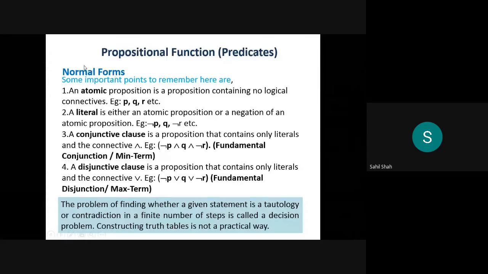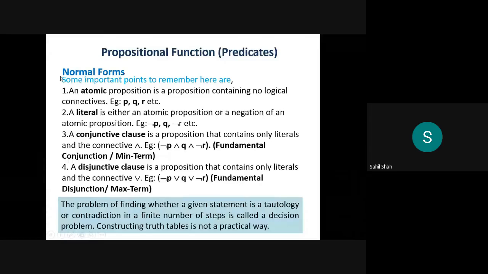There will not be any need of constructing a truth table for solving equivalence problems. So you can make use of these normal forms. Advantage: the readability is improved, the work is minimized. That is the reason why we will be studying these normal forms. It gives a shorter representation of a given propositional statement.